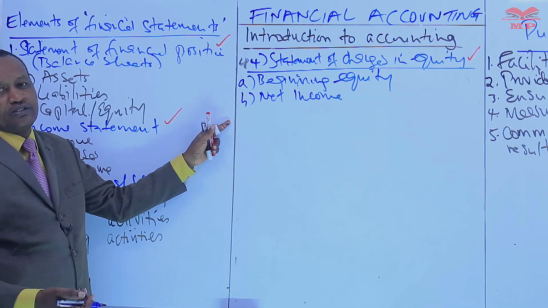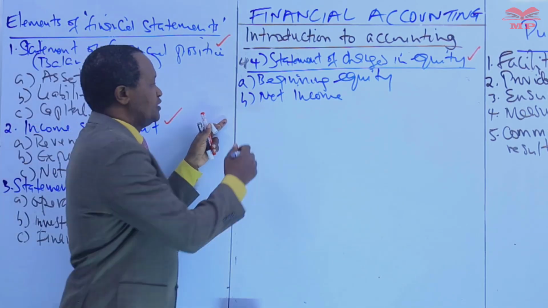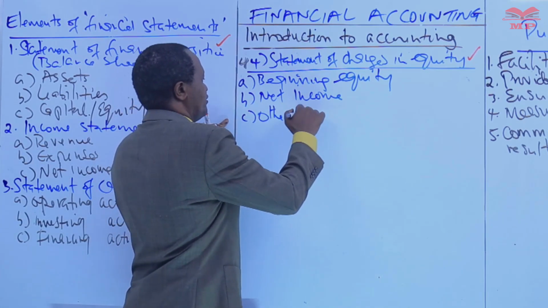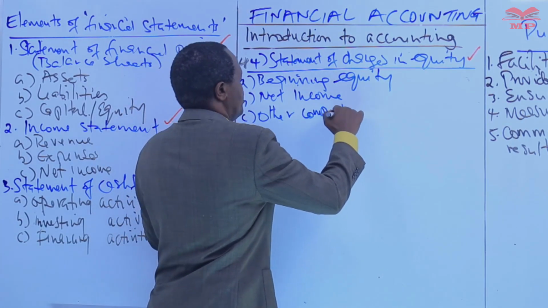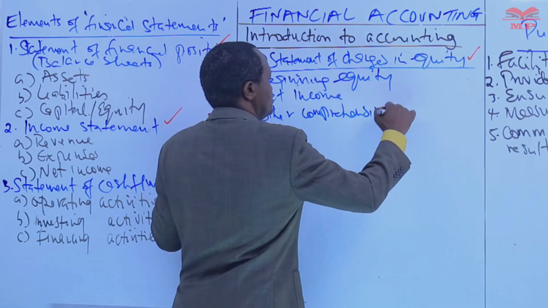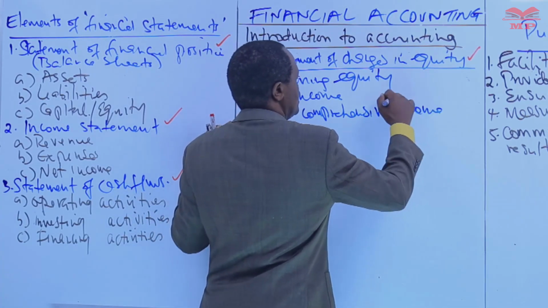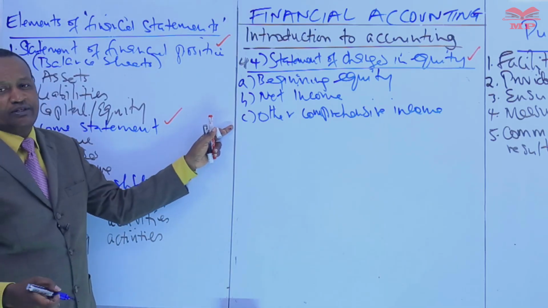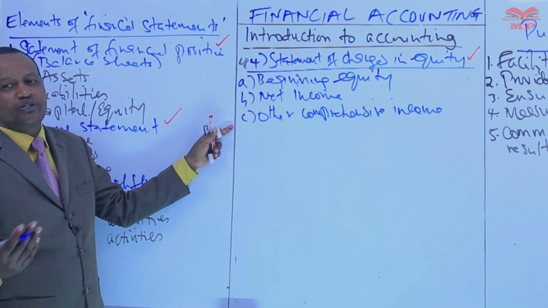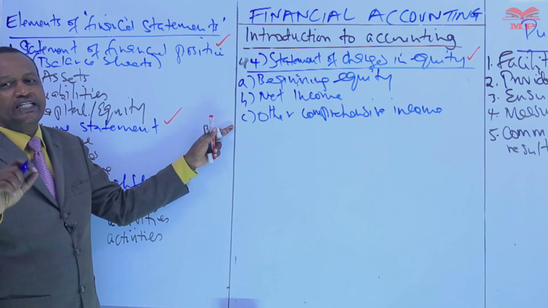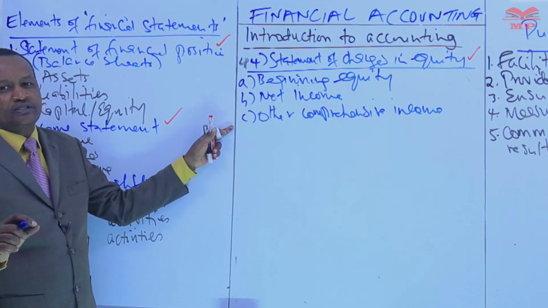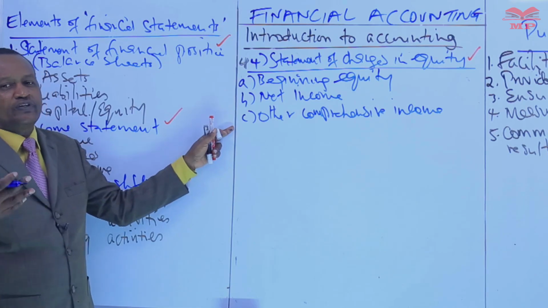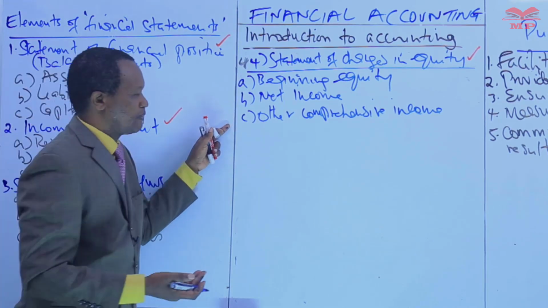You understand? We may also have other comprehensive income. These are changes in equity not included in the net income, such as unrealized gains or even losses on investments.